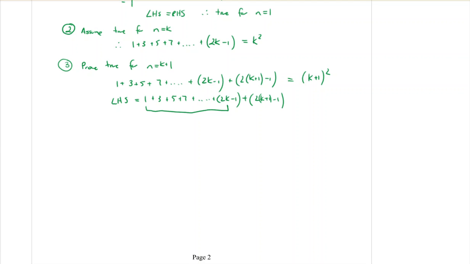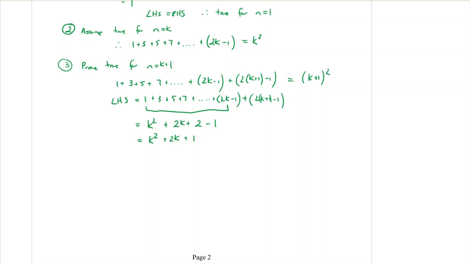Okay, so all these terms here I can replace with a k squared, because I've already shown that that's equal to k squared. So that's going to be equal to k squared plus that extra bracket that I have on the end, which I'm going to start expanding out. So expanding, I'm going to get 2k plus 2 minus 1. Then there's some collecting up that can be done. So the k squared is first, 2k is second, and 2 minus 1 makes 1.